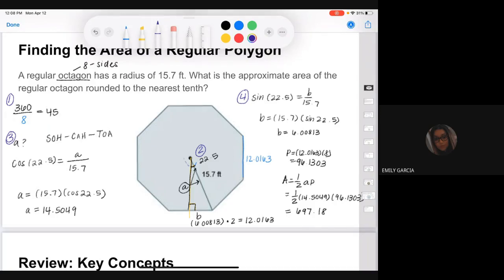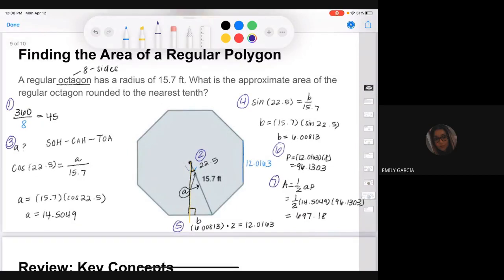Then what I know is that my side length is basically B times 2. I can find the perimeter by multiplying that by the number of sides. And lastly, I have my A, I have my P, and now I can put it into my area of a regular polygon equation, and therefore I'm able to solve. Okay, so this is more of a lengthier process, but basically what your goal is to find your A, find your P. Once you have your A and your P, you can plug that into the regular polygon equation. Okay?